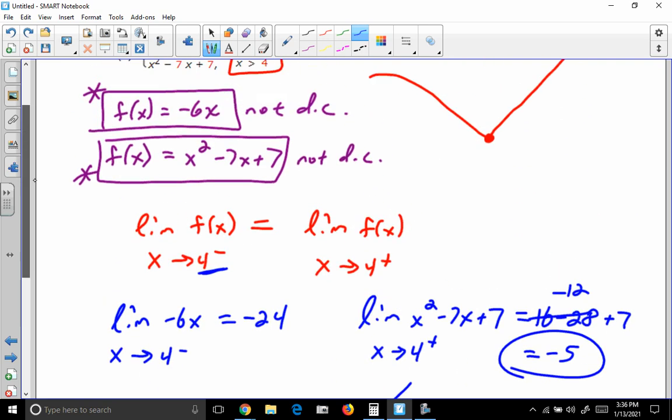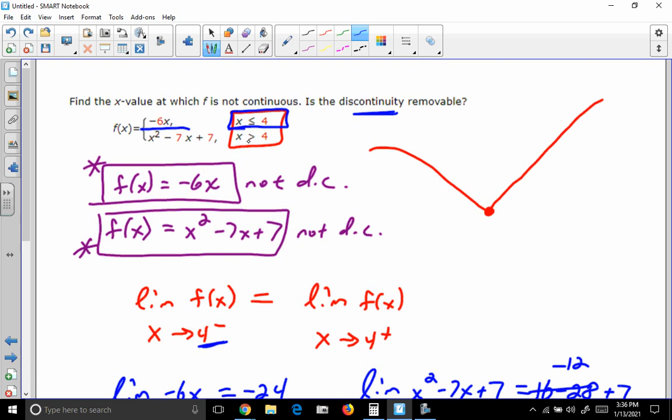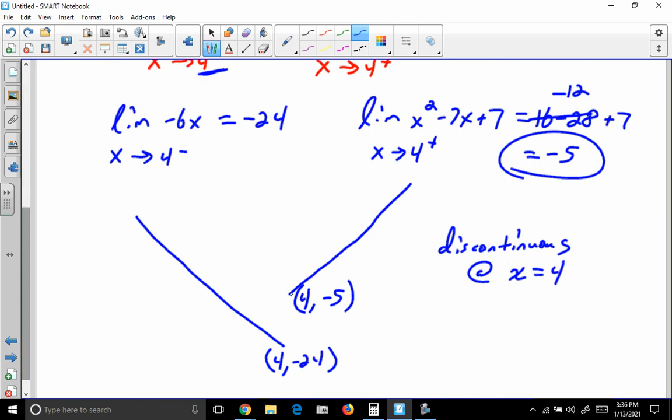Now, if we were to graph this, the right portion technically does not include x equals 4. So we would have an open circle there, a closed circle here. But nonetheless, they don't come together. So it's discontinuous at 4. Continuous over here, because that part is a straight line. It's never going to be undefined. Continuous over here, because this is a parabola. That's never going to be undefined. Discontinuous here, because they don't join.